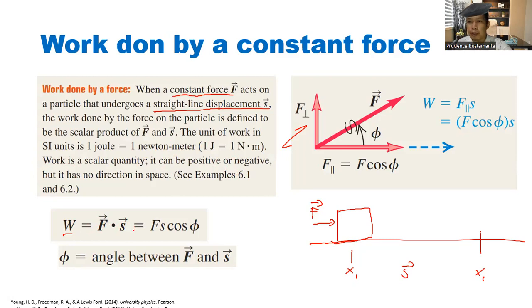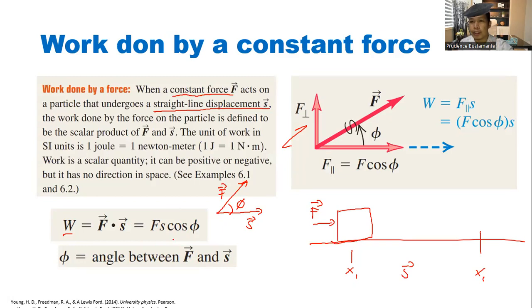We know from our previous lesson in video number 1 that F dot S is just equal to F S cosine phi, where this is the vector F and this is the displacement S, and phi is the angle between them. So this is just equal to the magnitude of F times the magnitude of S times cosine of phi. That's very simple. Work is defined as the dot product of the force and the displacement.